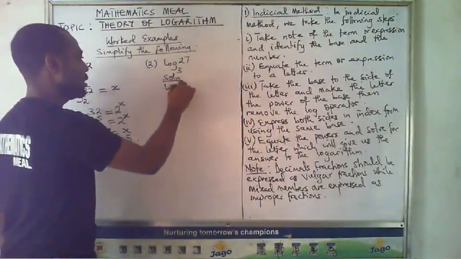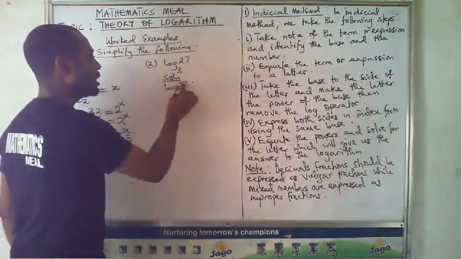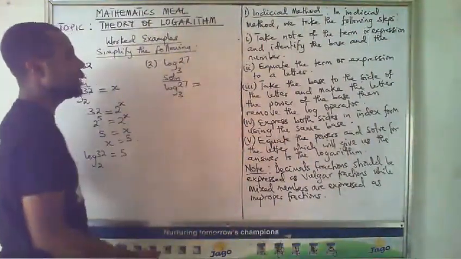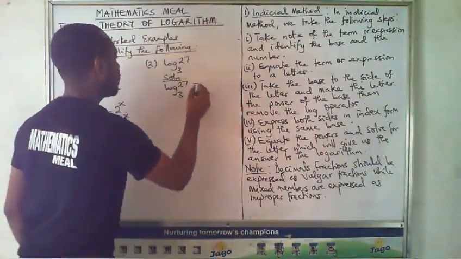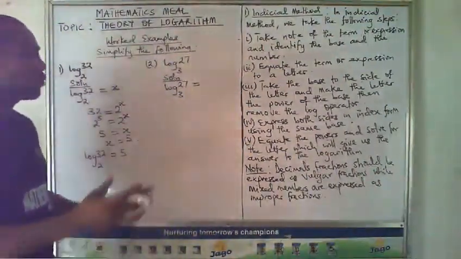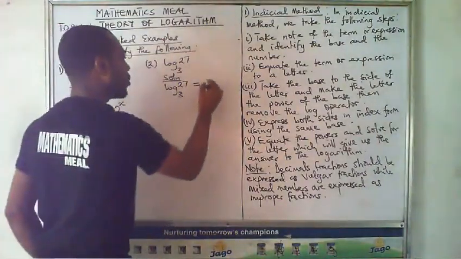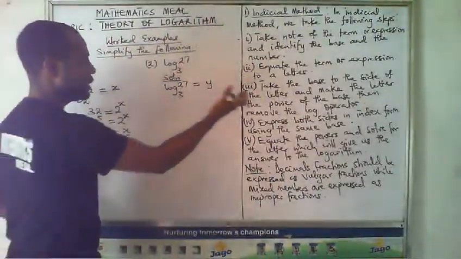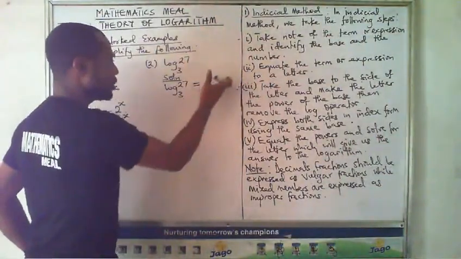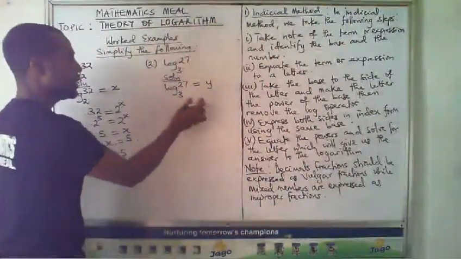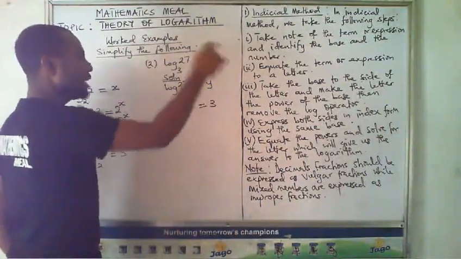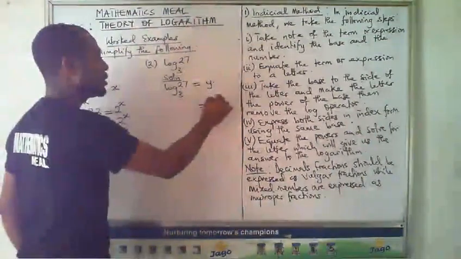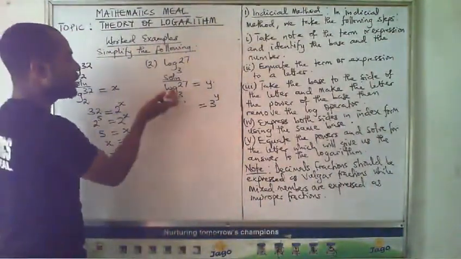Then the next step, they say equate the term to any letter. We have used our first letter, which is x. We know we love x so much. Now let's use y. Let's equate to y. And now the next step, take this base to the side of the letter. If I take this base here, make the letter the power of the base. And when you have done that, remove the log.